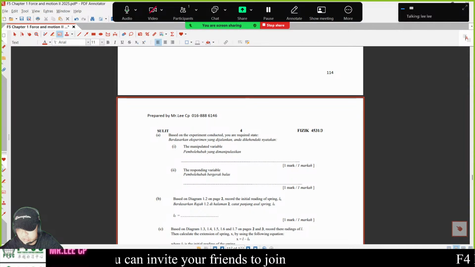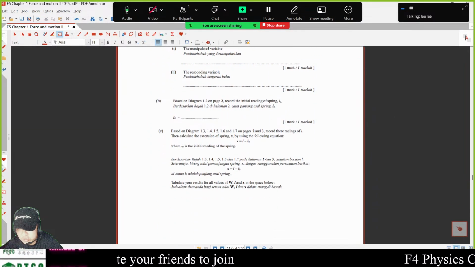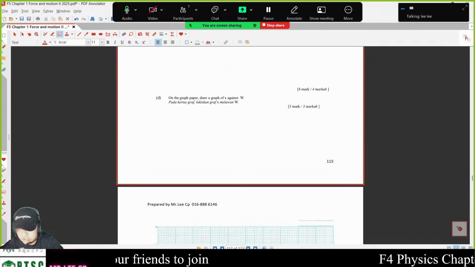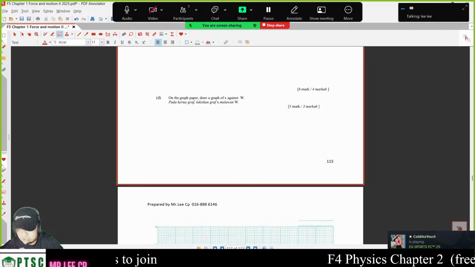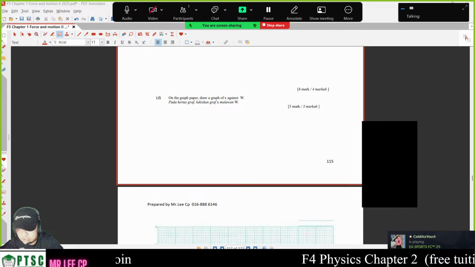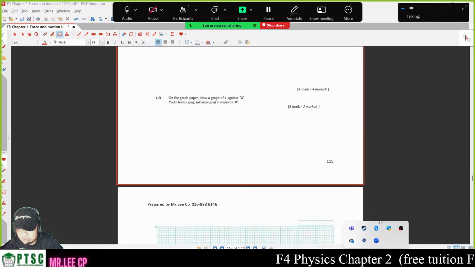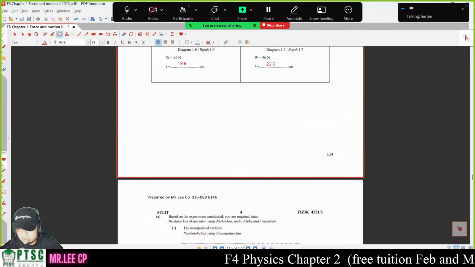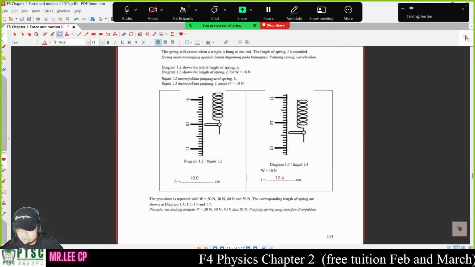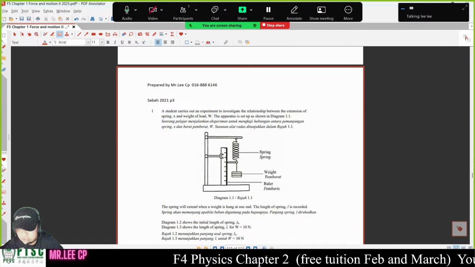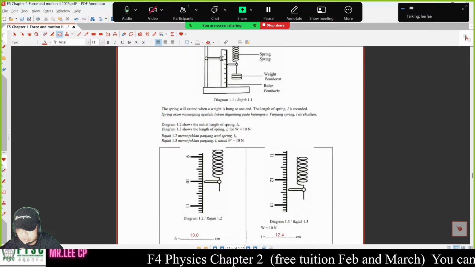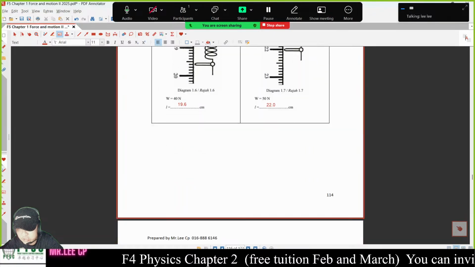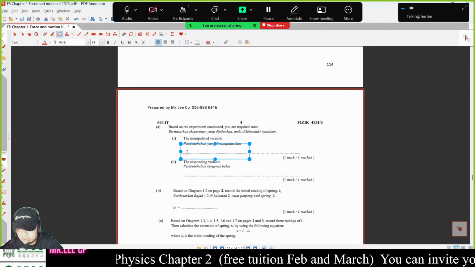Now, what is the manipulated variable? You can read from the graph, they ask you to do the graph. This question asks you x against w, so w is your manipulated variable. Now, what is w? You go and read the question here, the question will tell you what is w. The weight of the lot, w. So you just write it in. Manipulated variable, weight of the lot, w.